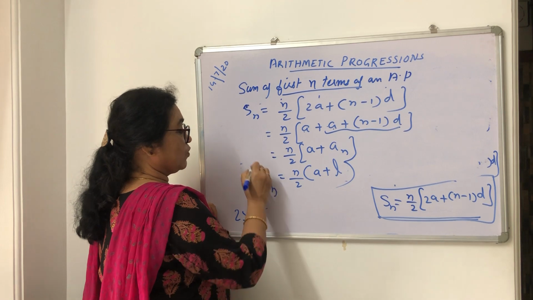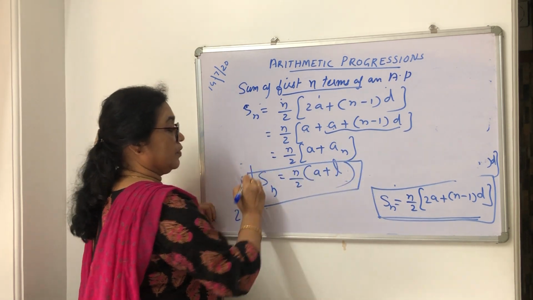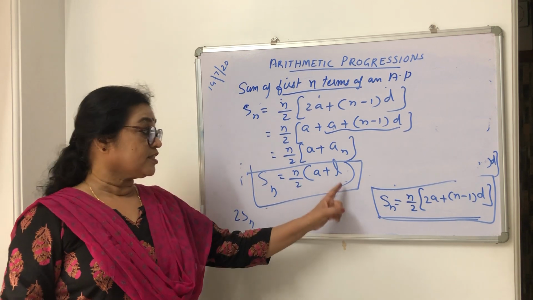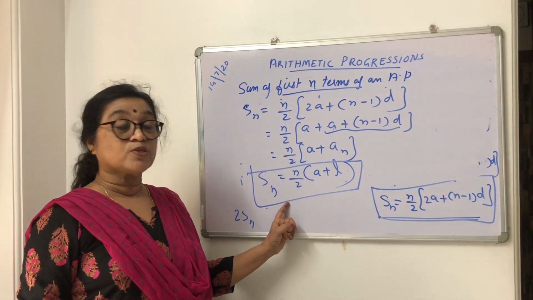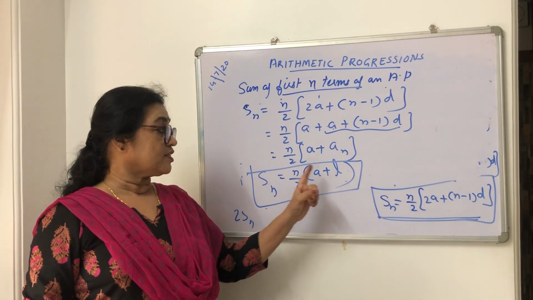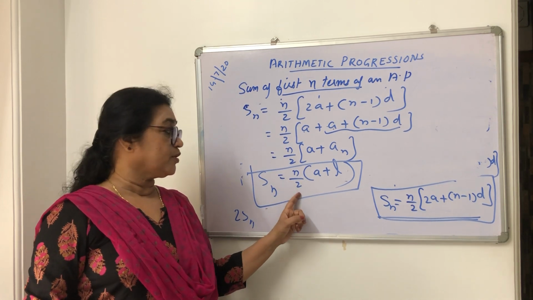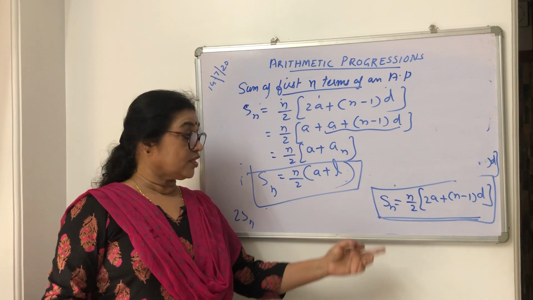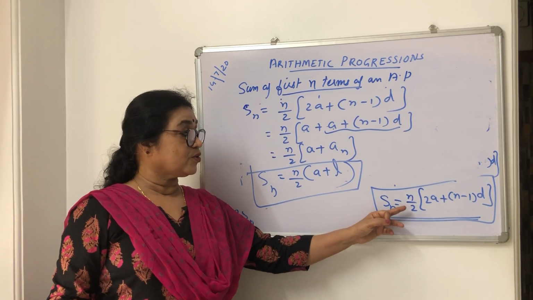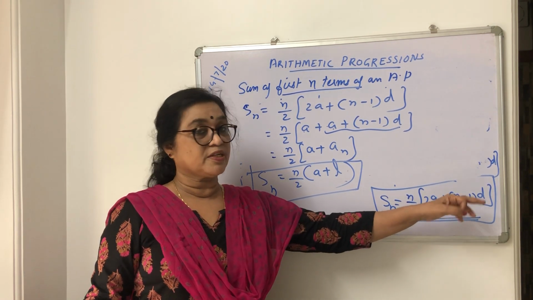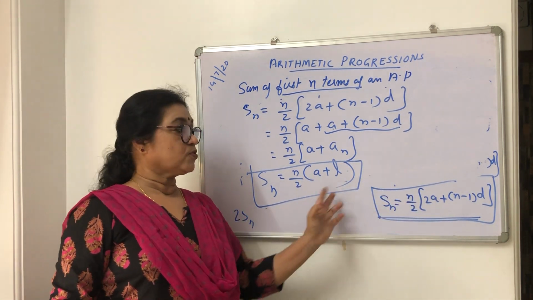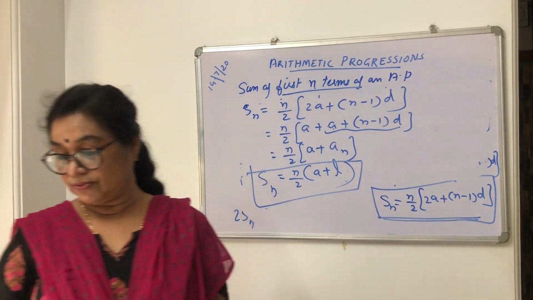So Sn equal to n by 2 into (a plus an). If the last term is given, you can use this formula with the first and last term: Sn equal to n by 2 into (a plus an). If the last term is not given, you can use this formula: Sn equal to n by 2 into (2a plus n minus 1 into d). You read the question and decide which formula you can use.